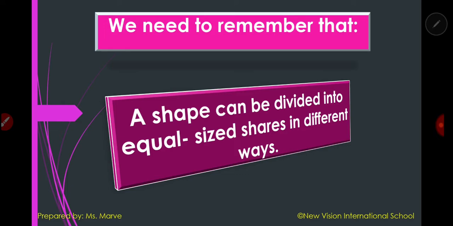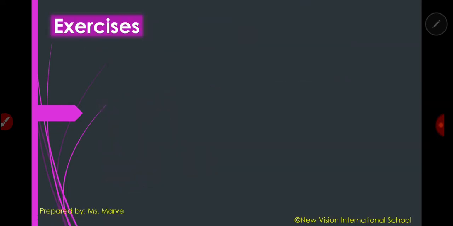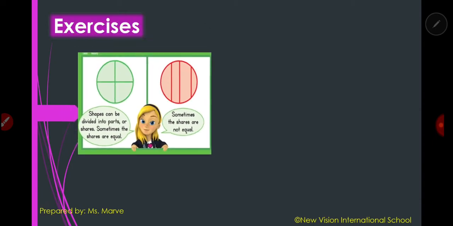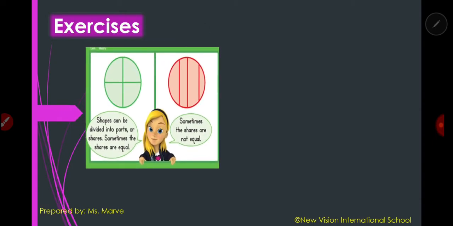A shape can be divided into equal-sized shares in different ways. Let's try to check this example. Remember that shapes can be divided into parts or shares. Sometimes the shares are equal. Notice that the other example is not equally divided. Why? Because sometimes the shares are not equal.